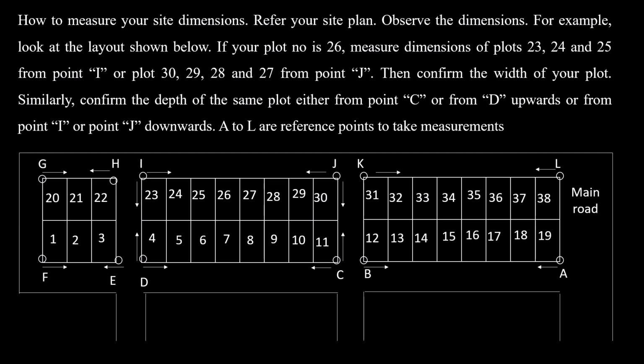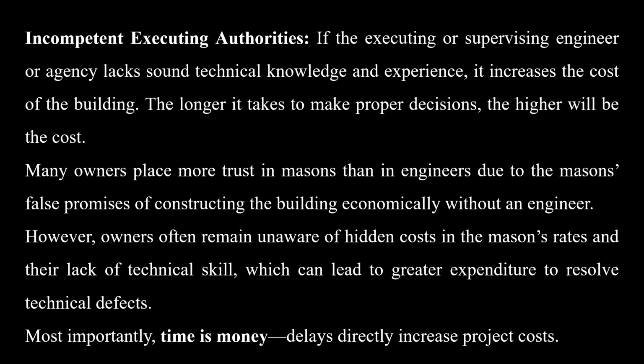How to measure your site dimensions? Refer to your site plan. Observe the dimensions. For example, look at the layout shown below. If your plot number is 26, measure dimensions of plots 23, 24, 25 from point I, or plots 30, 29, 28, 27 from point J. Then confirm the width of your plot. Similarly, confirm the depth of the same plot either from point C or from point D upwards, or from point I or point J downwards. A to L are reference points to take measurements.